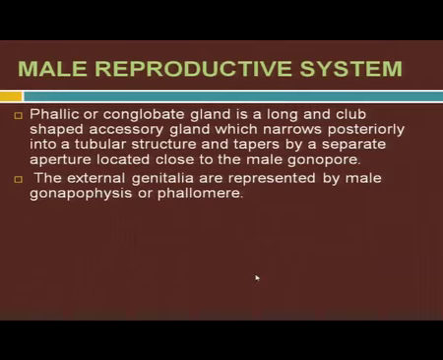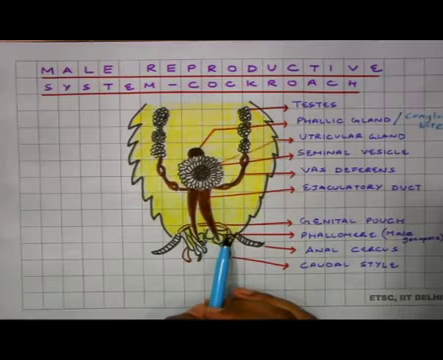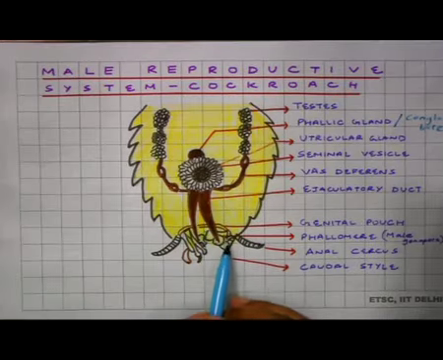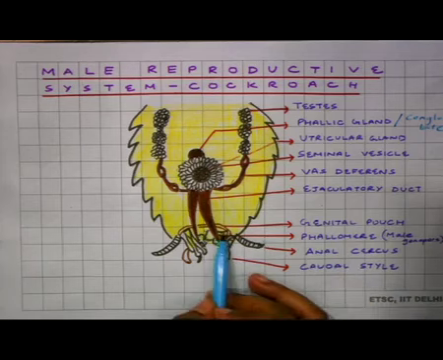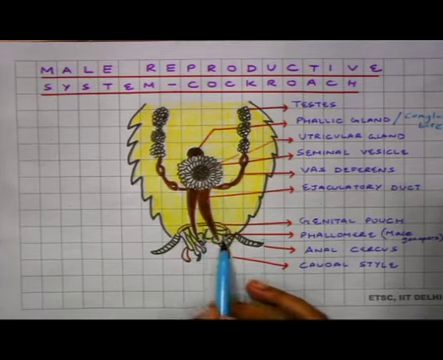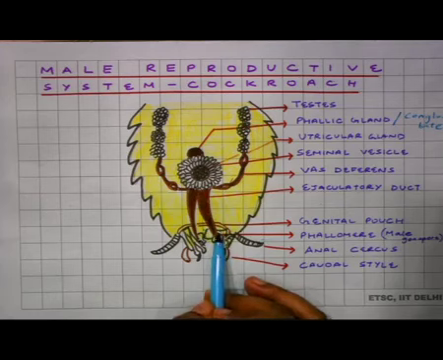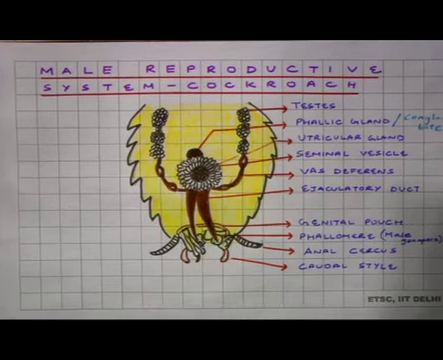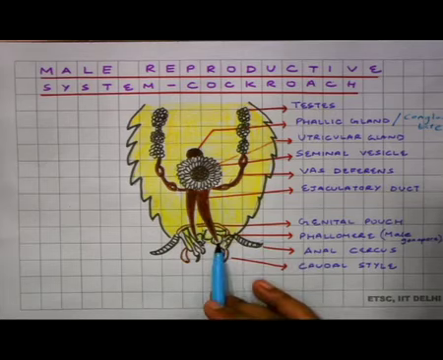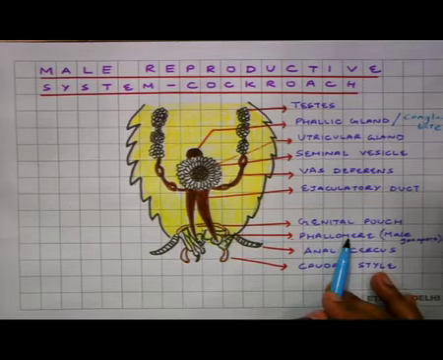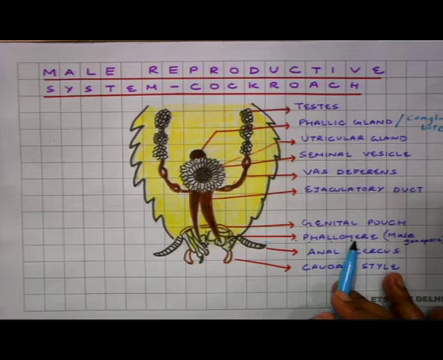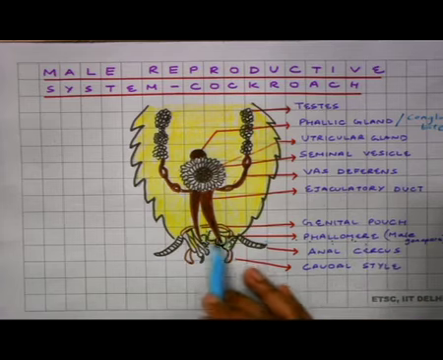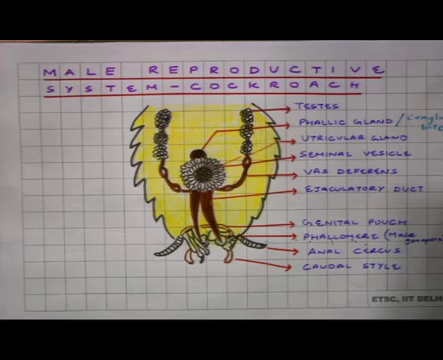The external genitalia are represented by the male gonopophysis or phallomere. So, here you can see phallomere. Phallomere actually surrounds the different male gonopores and the apertures which are present. The external genitalia is represented by this phallomere. The phallomeres are chitinous, made up of chitin, asymmetrical structures, and present surrounding the male gonopore.